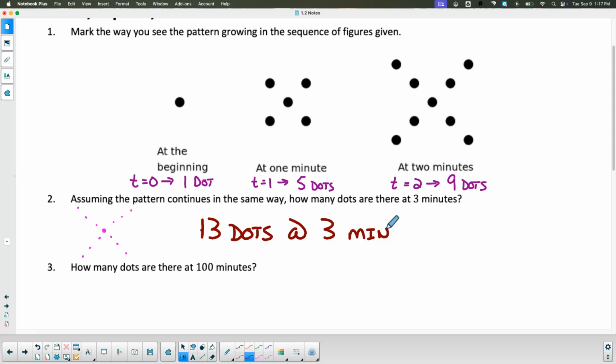Now, do you think that it would make good sense to figure out, so after 3 minutes we're at 13, 4 minutes we're at 17, 5 minutes we're at 21, 6 minutes we're at 25, 7 minutes we're at, and go on and on until we get to the 100th minute? No? Okay. So what we're going to do right now is we're going to come up with an equation. Okay? All right?